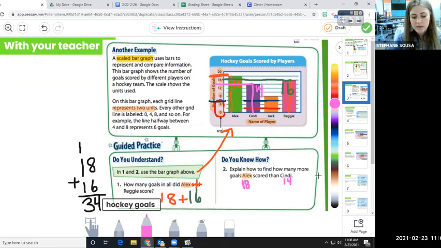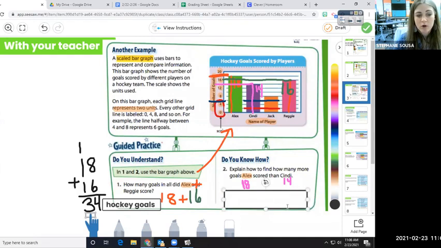So now that we know that Cindy scored 14 goals, we can compare them to Alex's goals. When we're seeing who has more than someone else, we know that we are going to subtract. Our problem asks us to explain how to find how many more goals Alex has than Cindy. So let's type that explanation.